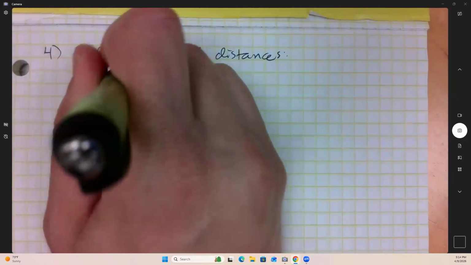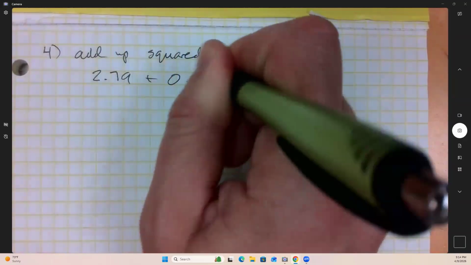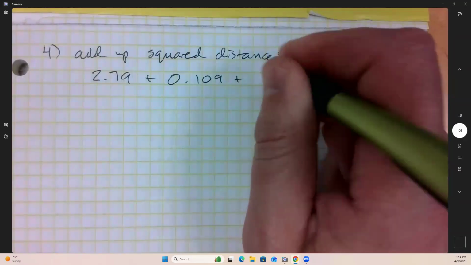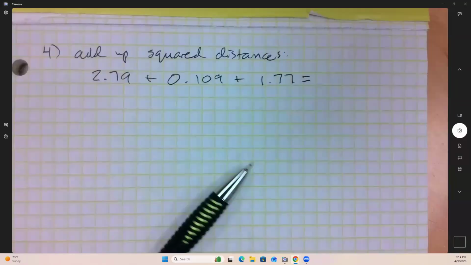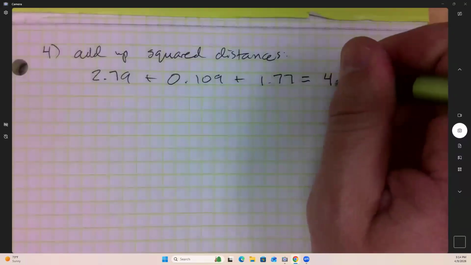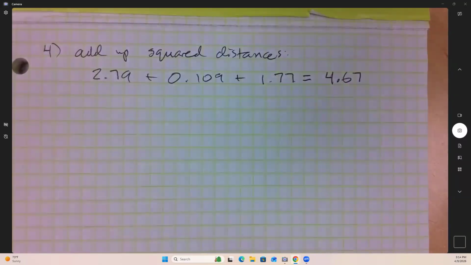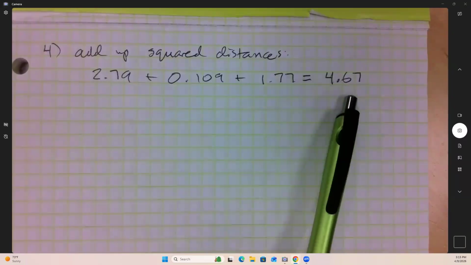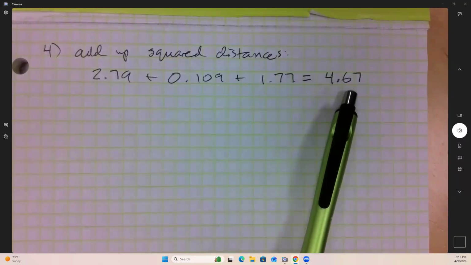So 2.79 plus 0.109 plus 1.77 is about 4.67. Now I have a single number that describes the spread. But the problem with this is I had 3 observations. If I had 10 observations, this number would be bigger, even if they were close, right? Because I'm just adding more positive numbers.